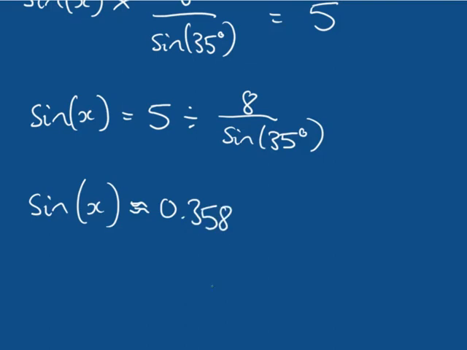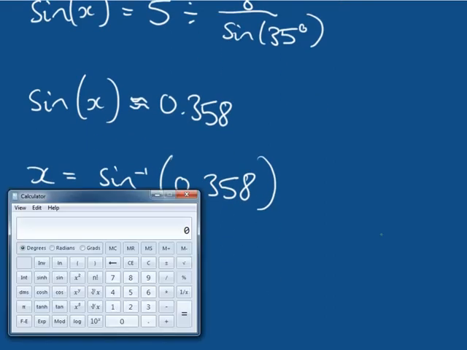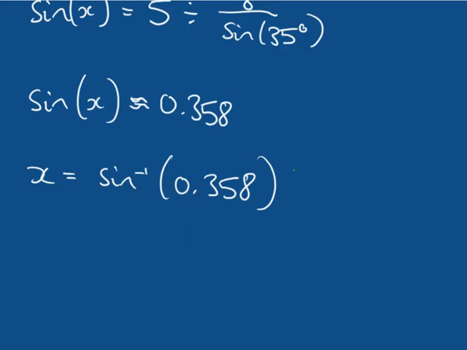So the sine of x is approximately equal to 0.358. Therefore, to find x, we can use our inverse sine function. So x is equal to the inverse sine of 0.358. If we use our calculator, so 0.358 inverse sine, we get that if we were to round this to the nearest degree, x is approximately equal to 21 degrees. So that's one possible value. That was the value I was hoping you were going to find just simply using the sine rule.